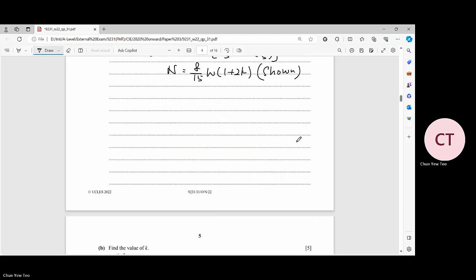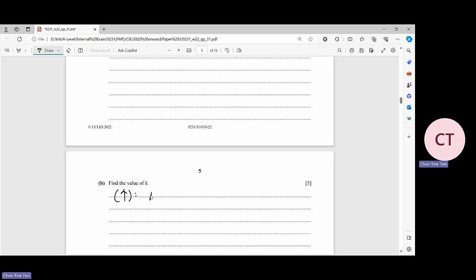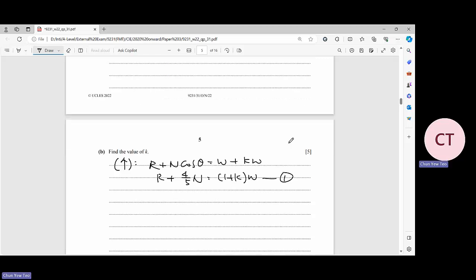So you have R plus N cos theta is equal to W plus KW. So you have R plus 4/5 N is equal to (1 plus K)W. That is the first equation. However, I do not want the R. So in order to get rid of the R, I will need to resolve the forces horizontally.